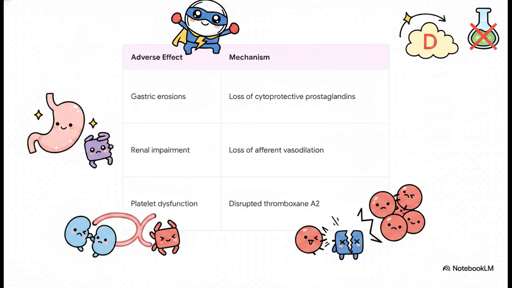When you look at their actual adverse effects, it's all incredibly logical. Gastric erosions occur because blocking COX-1 removes your cytoprotective prostaglandins. Renal impairment happens because you lose the specific prostaglandins that keep the renal afferent arterioles dilated. And platelet dysfunction, that's caused directly by the disruption of thromboxane A2 synthesis.